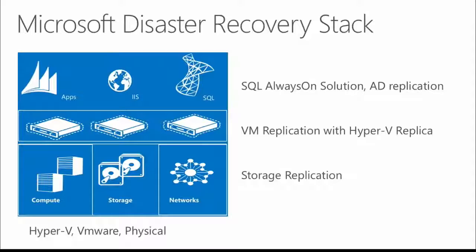So before really jumping into disaster recovery in Azure, I want to quickly talk about what we have on-premise. At the lowest level, at the app fabric, at the data, we've got storage replication. We can replicate data using Windows replication, and it's all very straightforward. A little bit higher up, we've got VM replication. We use Hyper-V Replica to replicate our virtual machines, and then at the top level, we've got our applications. We've got tools like SQL Always On solution and Active Directory replication to replicate everything at this level.